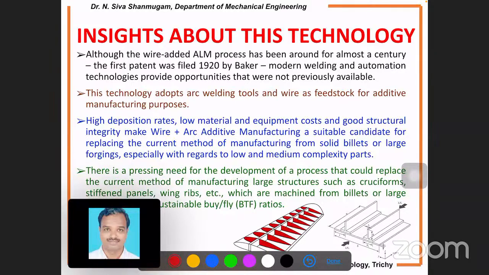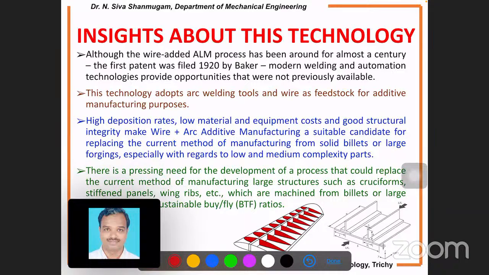Sir, welding is known, but using the welding technique, what type of things are you going to do? What is the additional technique you are going to adopt? This is the technology. This patent was filed in the year 1920, and we are in 2022, so it is around 101 years old. This technology adapts arc welding tools and wire as a feedstock for additive manufacturing. So it is not a very complicated process. It is not an expensive process, sir.